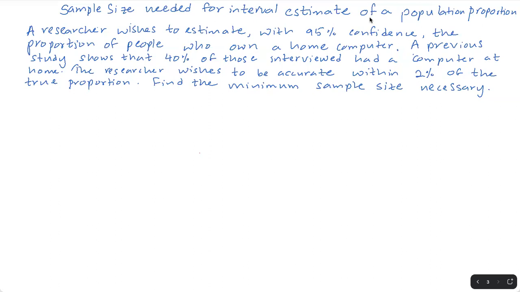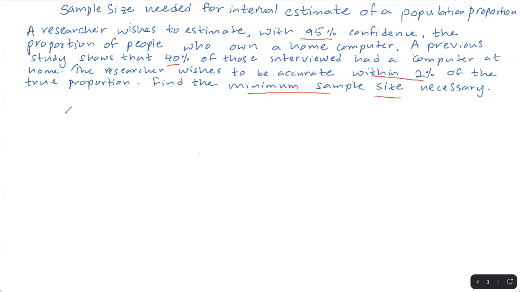So this is the example. A researcher wishes to estimate within 95% confidence the proportion of people who own a home computer. A previous study shows that 40% of those interviewed had a computer at home. The researcher wishes to be accurate within 2% of the true proportion. Find the minimum sample size necessary. So this is a sample size calculation. So let's see what we have here.